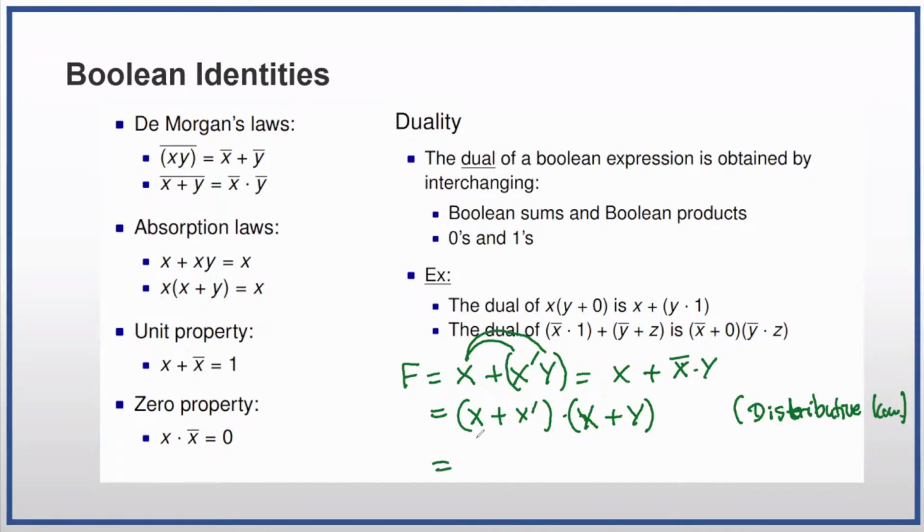Then you get the answer as 1. So 1 into x plus y. So by what? X plus x dash y, when we take it as 1, what is that? The unit property. So you have to mention it as the unit property.